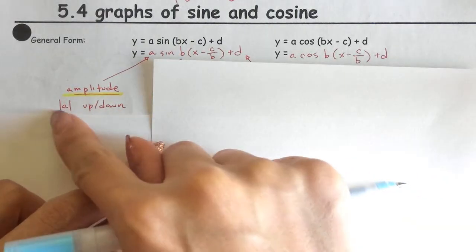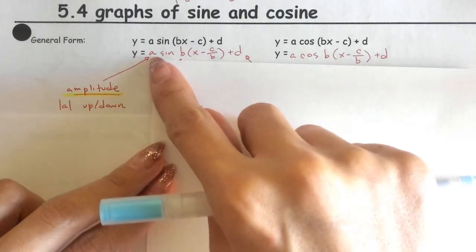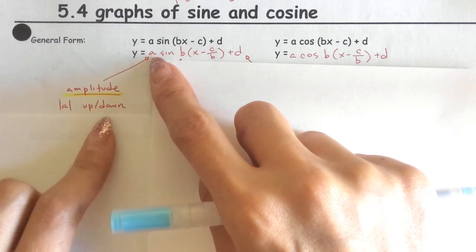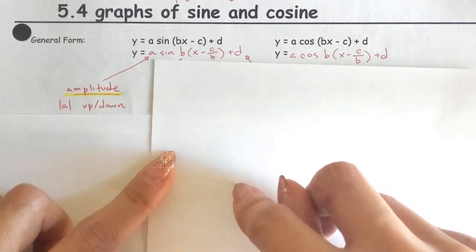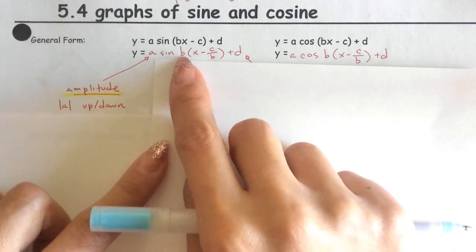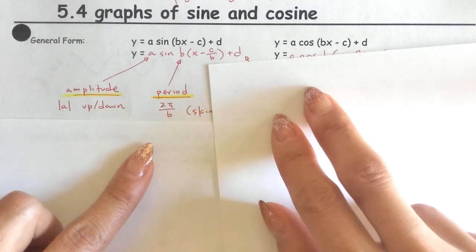So the amplitude is the absolute value. So amplitude is always positive. So if this is -2, amplitude is +2. So it just tells you go up 2 and you go down 2, okay, from the middle, wherever the middle is. Okay, that helps you get what we call a period.